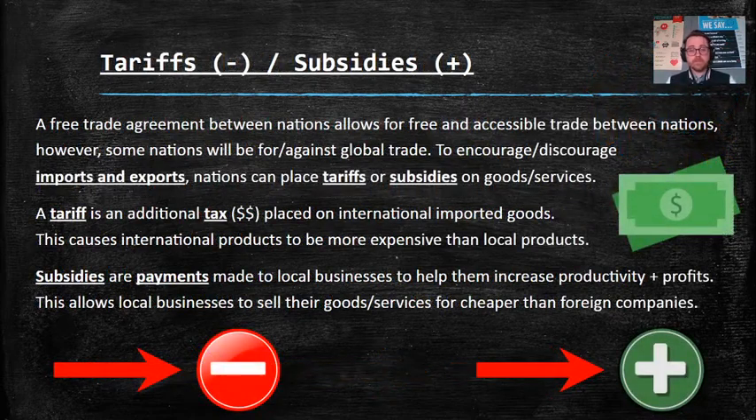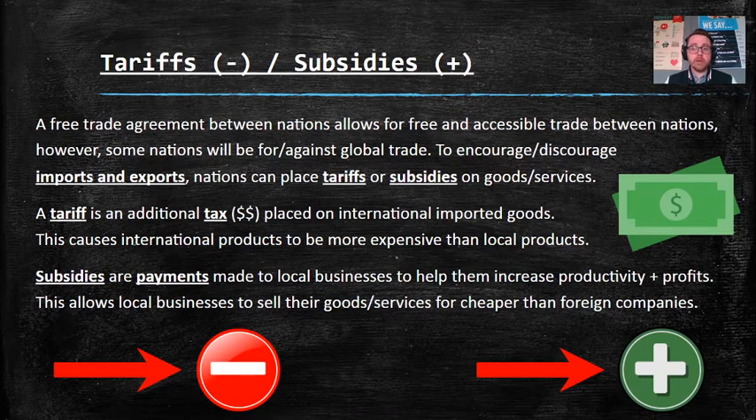But while a free trade agreement between nations allows for very accessible, easy trade between nations, some people are very much against global trade. Some people are for it, but some people don't like globalization. They don't like the idea of buying something that wasn't made in their home country.